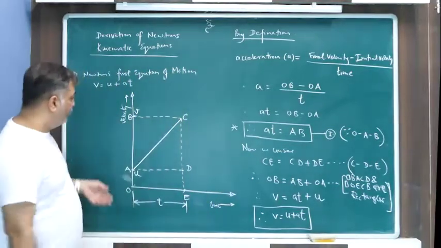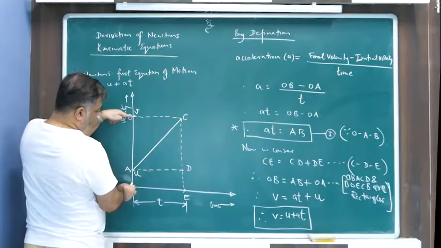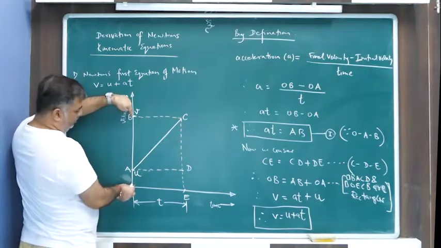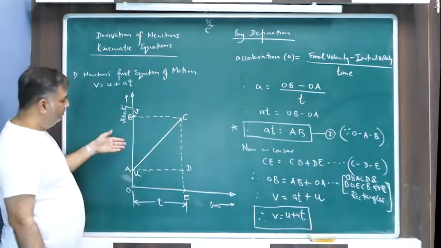Now what is OB minus OA? Look at OB and look at OA. From this entire thing, if I have a stick which is this long and I cut OA from it, how much part of the stick will remain? AB.